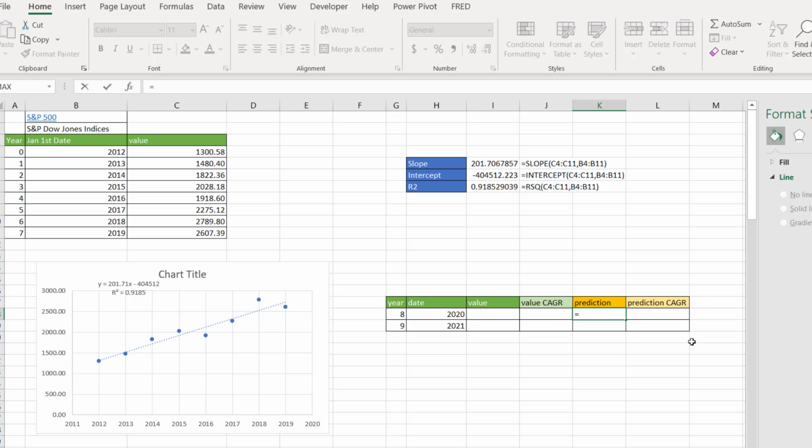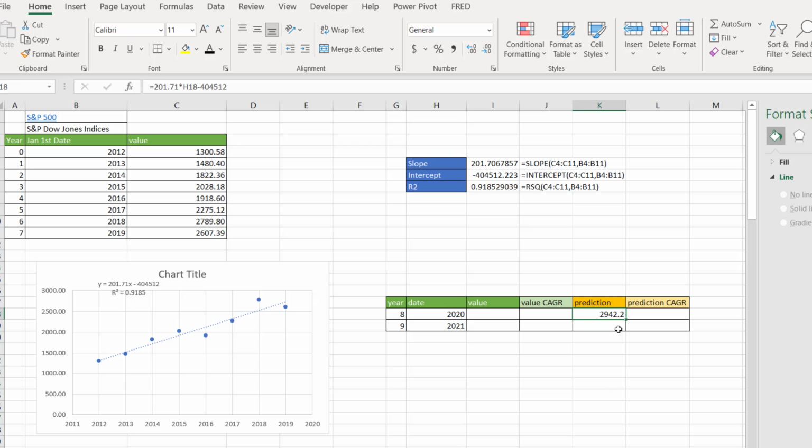So I'll do equals 201.71 times 2020. Click that. And then minus 404.512. Press enter. It's going to come up with a predicted value of 2942.